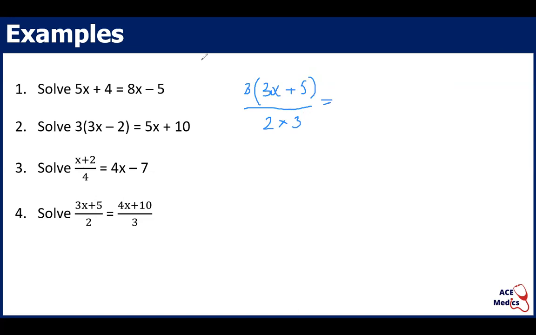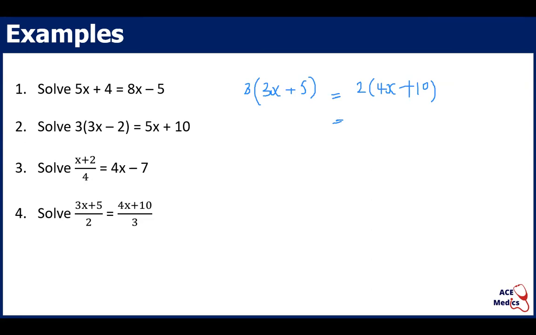Sorry, not the bottom, just the top. And the same on this side. So 2, 4x. What am I doing? Getting rid of that 2 because we're multiplying it by the 2. So 2, 4x plus 10. And that gets rid of our fractions. Then we can just expand out and solve it. Okay, does that make sense to everyone? Yeah, perfect.